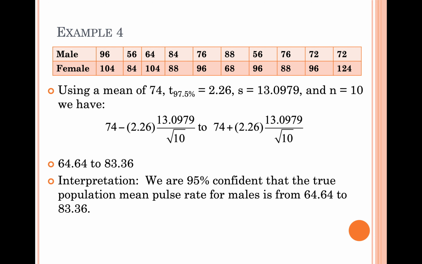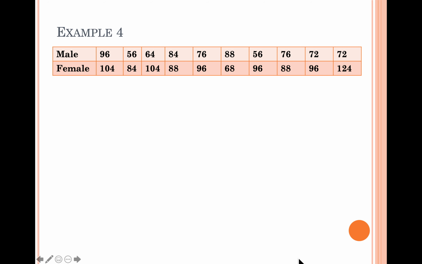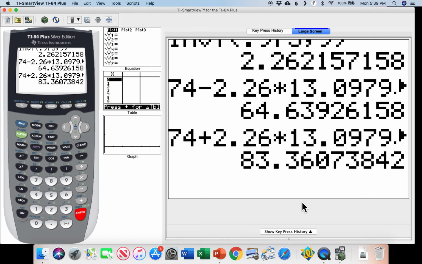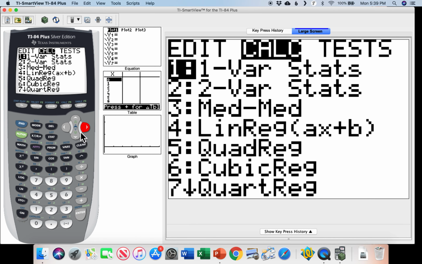Okay, so we are going to leave it at that for males, and then we're going to jump over to the female data and calculate the same confidence interval for the females using the female sample data. So putting the female sample data into your calculator, I have mine in L2. We're going to do the same thing, and we are going to calculate the statistics for the females.